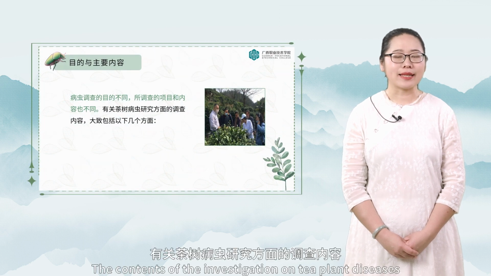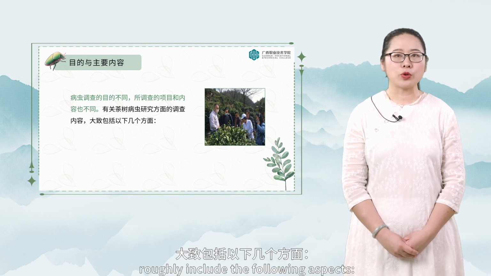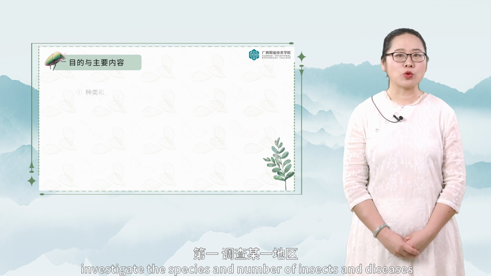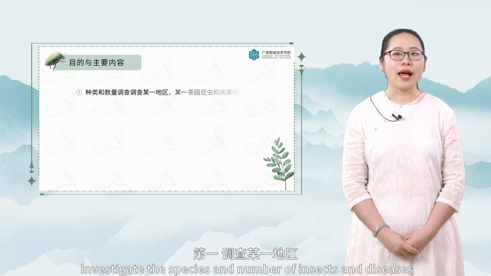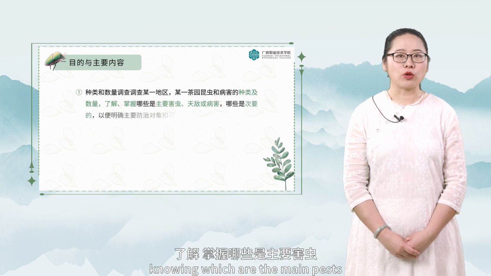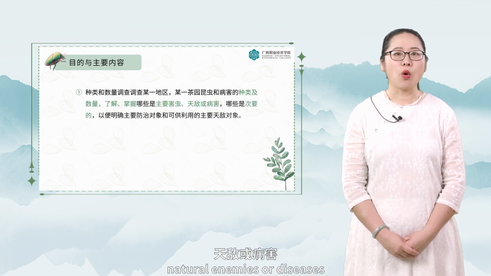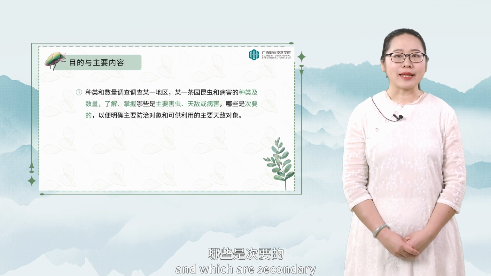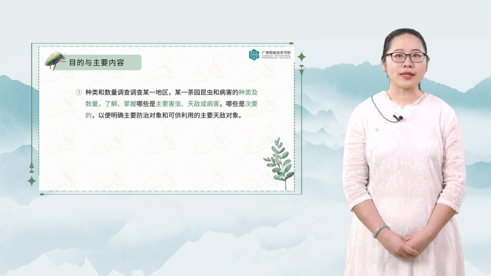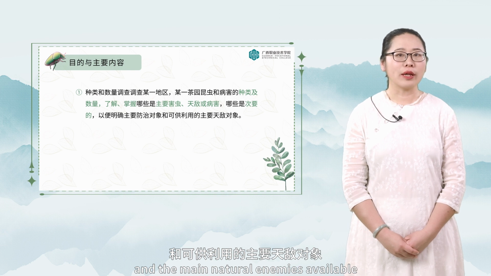The contents of the investigation on tea plant diseases and pests roughly include the following aspects. First, investigate the species and number of insects and diseases in a tea garden in a certain area, knowing which are the main pests, natural enemies, or diseases, and which are secondary, can identify the main objects of control and the main natural enemies available.